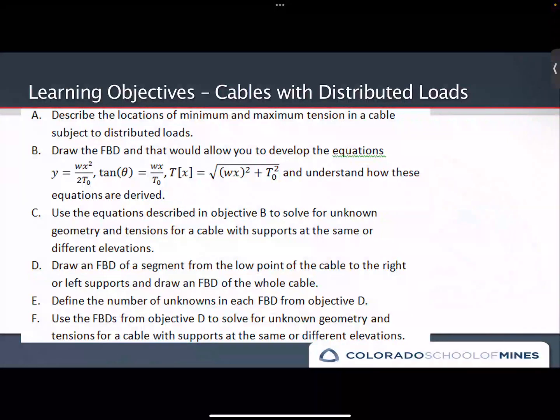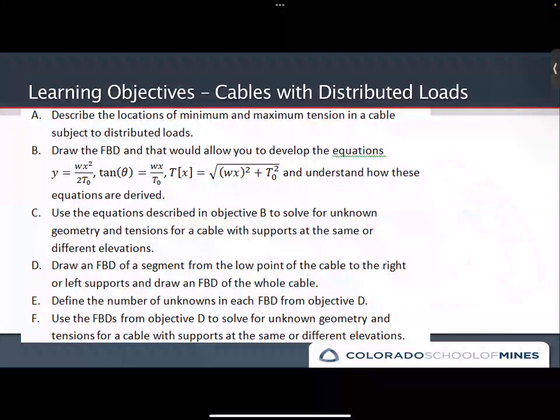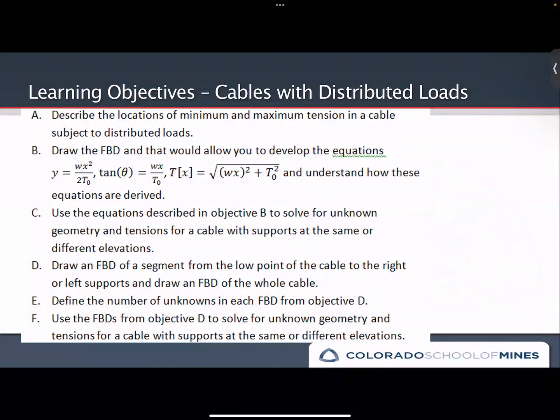And both of these are really about more practice drawing FBDs and understanding the different ways to use our free body diagrams. On this one, though, we'll actually be deriving some equations from one of those FBDs that we can then apply to a lot of different problems. So our learning objectives, we start with some conceptual stuff.